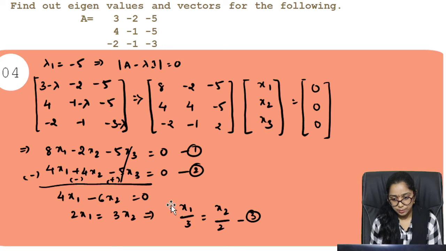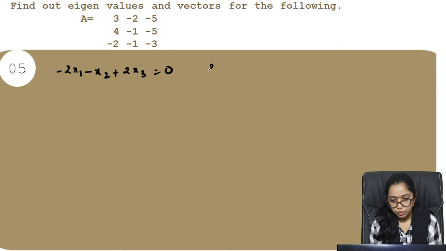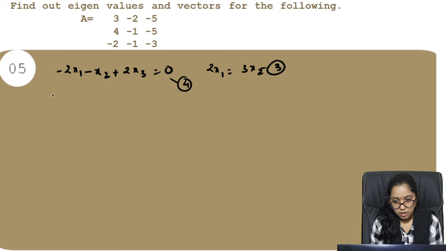Now I'll substitute equation 3 into this equation. That is 2x1 is equal to 3x2. Right, this is the equation 3. Now I'll be substituting it in this particular equation. Let us say this is 4. Now by substituting it, minus 3x2 minus x2 plus 2x3 is equal to 0.